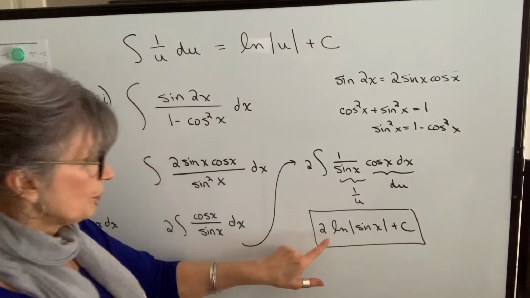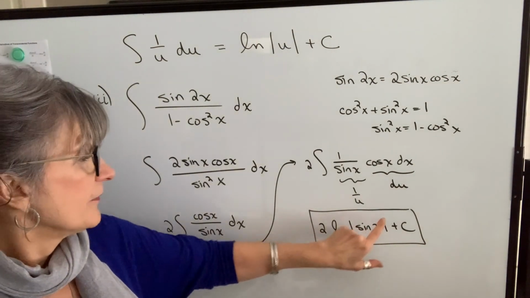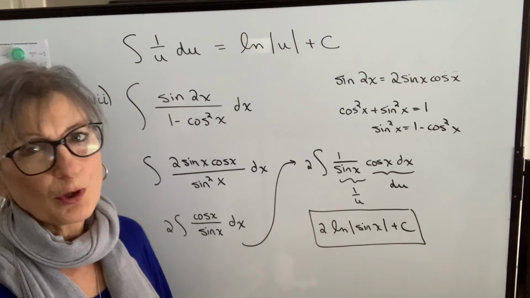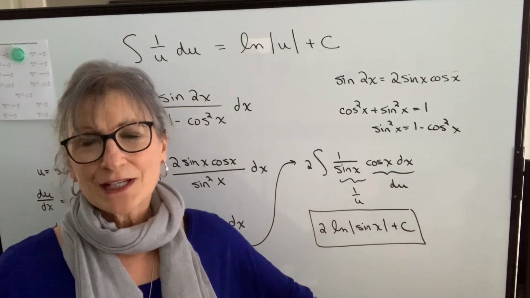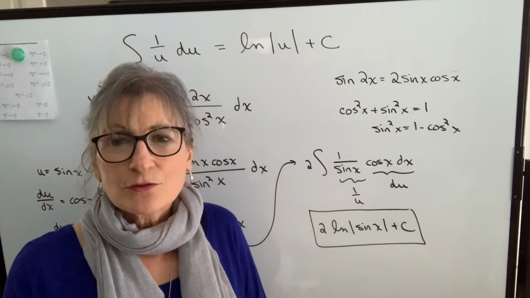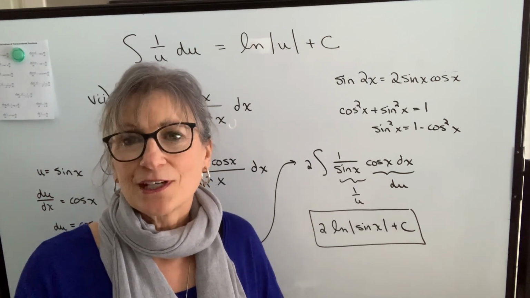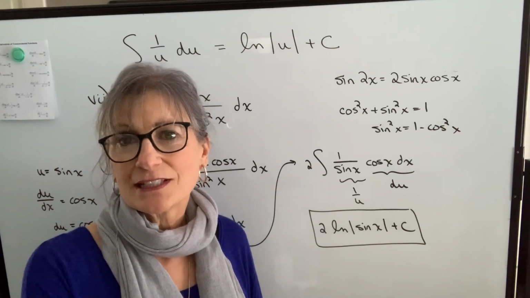Also realize that with properties of logs, this could be expressed as the natural log of sine of x squared. That's the third property of logs. So we're bringing in trig identities, we're bringing in properties of logs, and be aware of that so that if your answer is different than the answer you look up, you understand why and how you can manipulate it to get it in the other form.